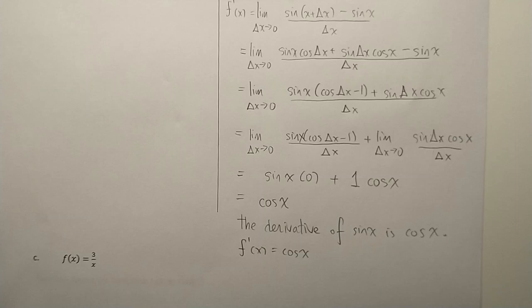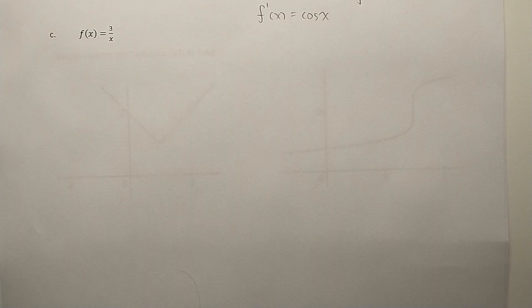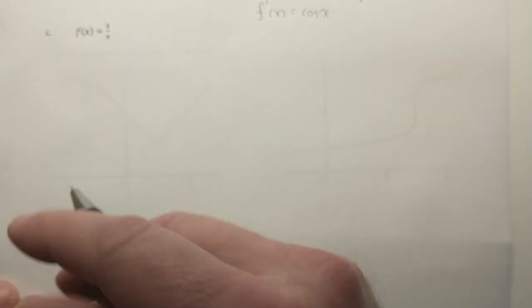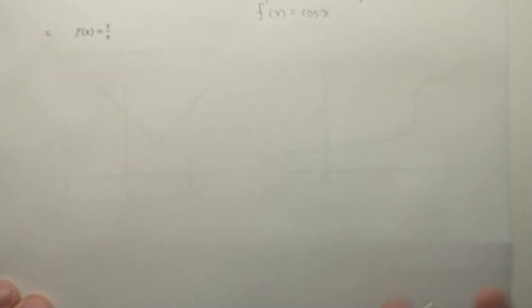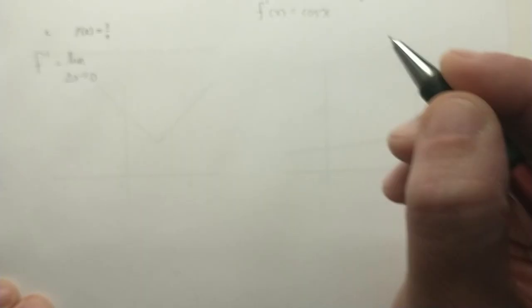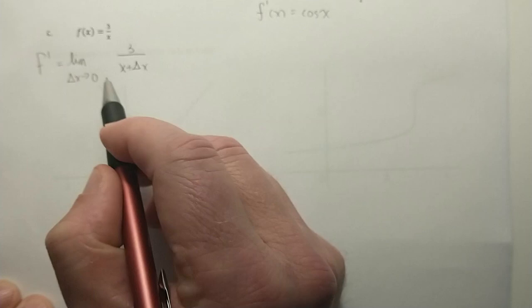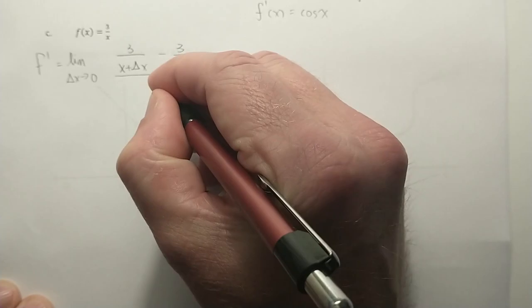Let's keep it rolling here. Literally. Here we go. f of x equals 3 over x. Okay? Same thing over and over for these limit definitions. We'll establish a few and then we'll start using our rules. So this is the limit as delta x tends to 0, if we're finding the derivative f prime. And this is 3 over x plus delta x. Here's f of x plus delta x minus f of x all over delta x.